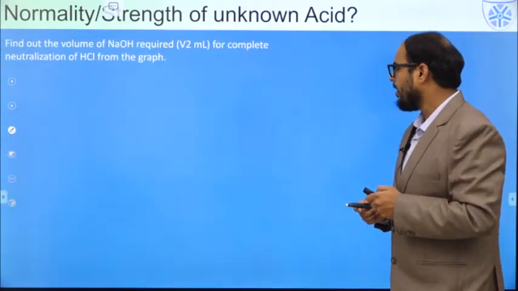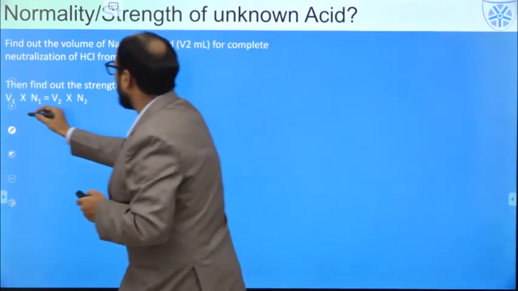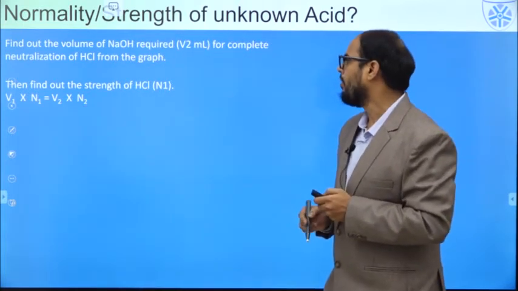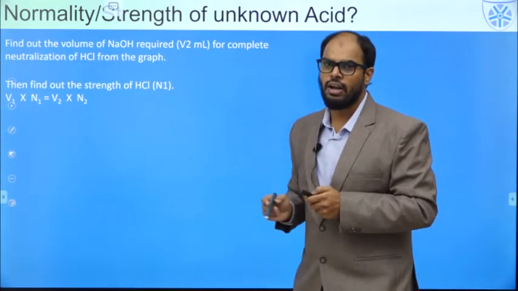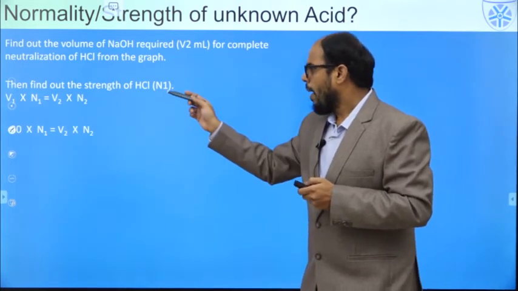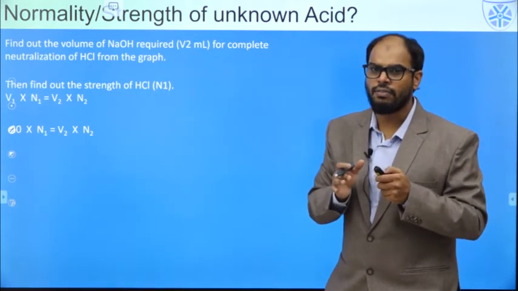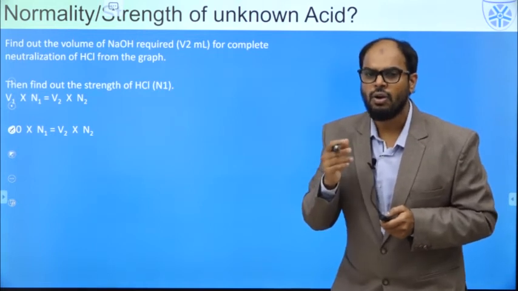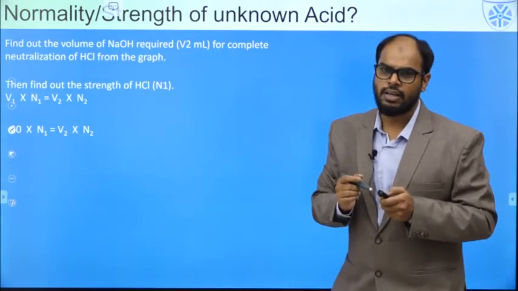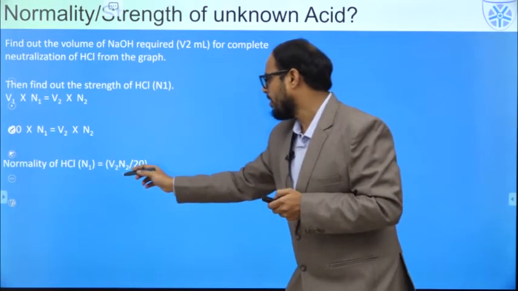Once we find out the titration, the next step is the calculation of the strength or the normality. We can find the normality of the unknown acid using the formula V1N1 equals V2N2, where N1 is the normality of the acid to be determined, V2 is the volume of the base which we obtained from the titration curve, and N2 is the normality of the base which is used as a titrant whose concentration is known. Suppose V1 is 20 ml, that is the volume of the analyte is 20 ml, we can find out the normality of the acid using the simple formula.